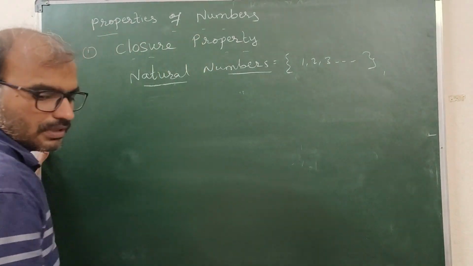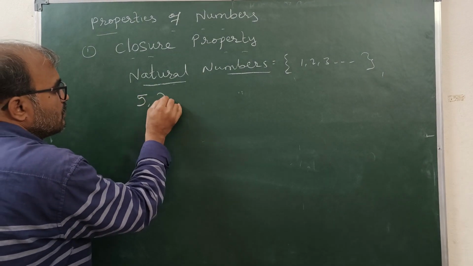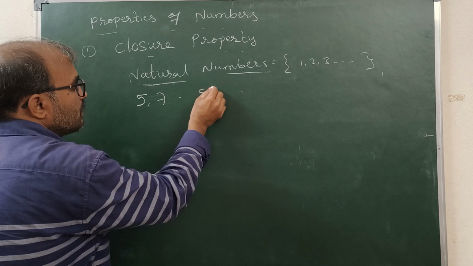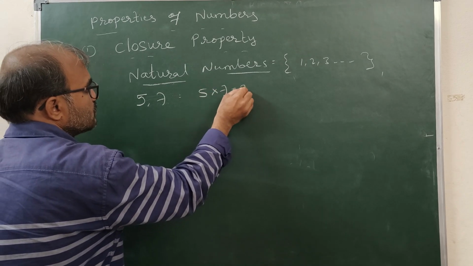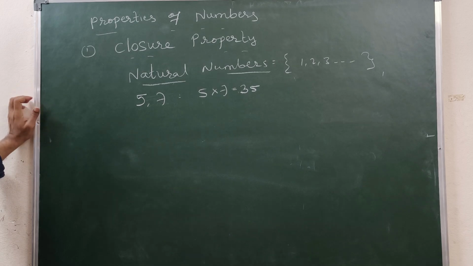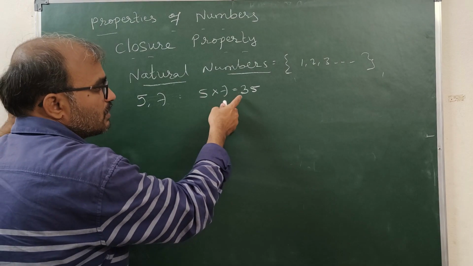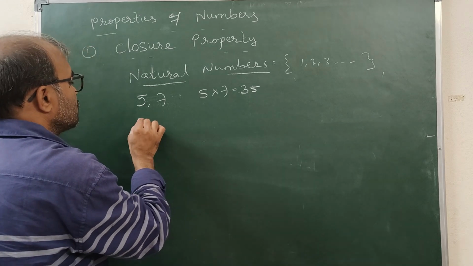Right? Multiplication. Again, take any two natural numbers, 5 and 7. Multiply them. 5 into 7, how much? 35. Is 35 a natural number? Yes. 5 and 7 are natural numbers. 35 is also a natural number.